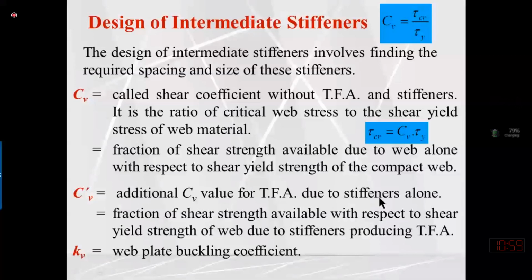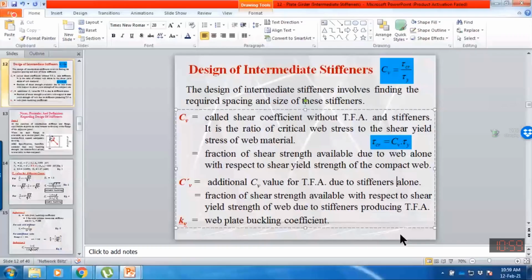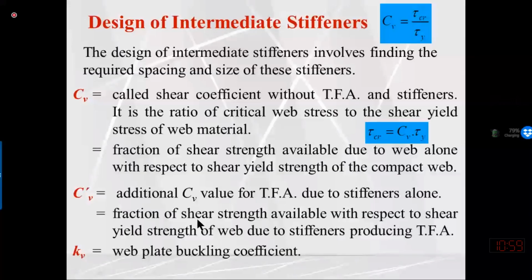Let me have it. Or fraction of shear strength available with respect to shear yield strength of web due to stiffener producing tension field action. How much extra strength as compared to the yield strength is available due to tension field action. So Kv is web buckling coefficient. Okay, next question is how we can determine Cv and Cv prime value.